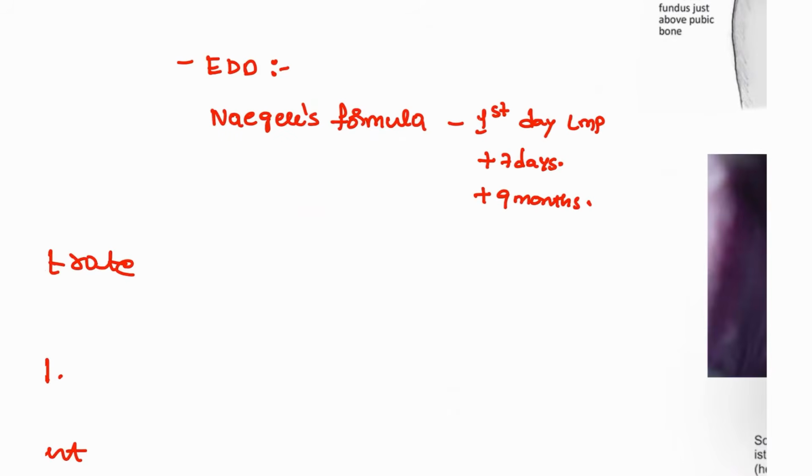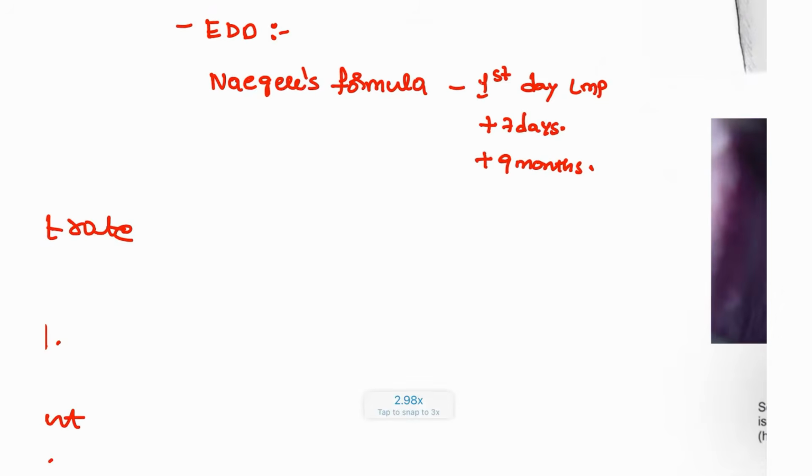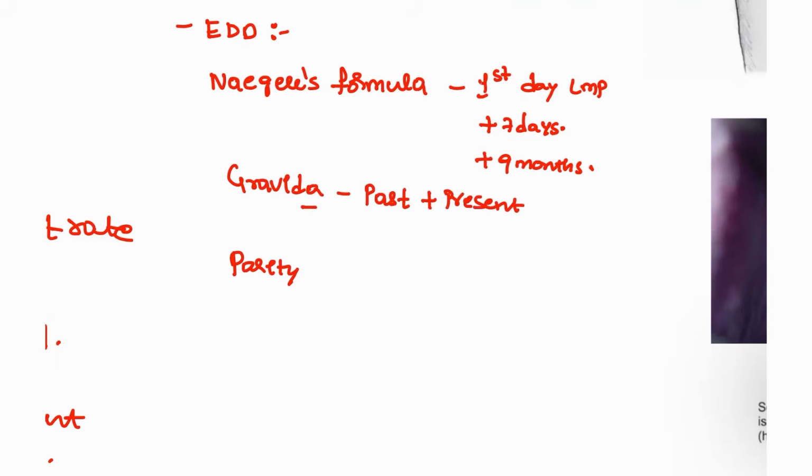And next, another thing that you have to remember is gravida and parity. Okay, gravida means the total number of pregnancies of the mother. So what is meant by gravida? We are going to count the past and also the present pregnancy. Gravida means that the patient is pregnant.